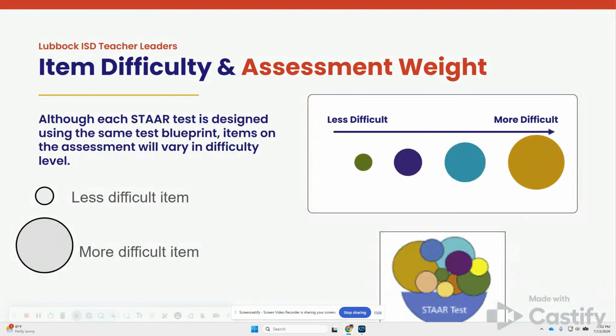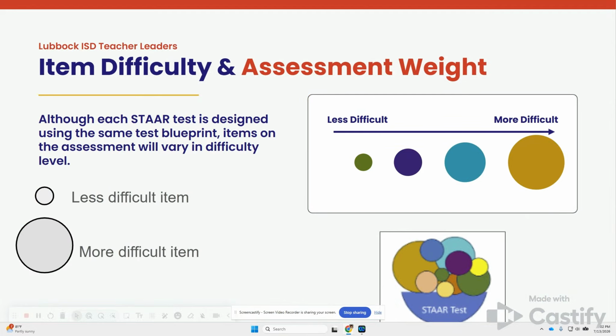This time, the circles are all different colors, meaning all different standards. The test is designed to meet an overall difficulty level represented by the blue STAR test bowl at the bottom of your screen. Bowls have to meet a specific level of difficulty year after year.